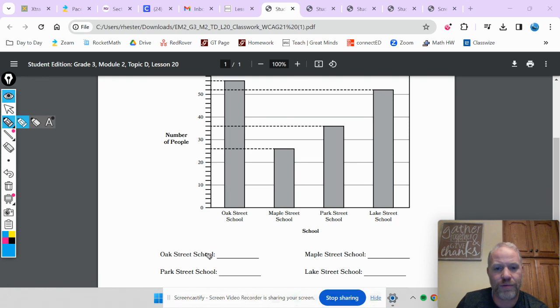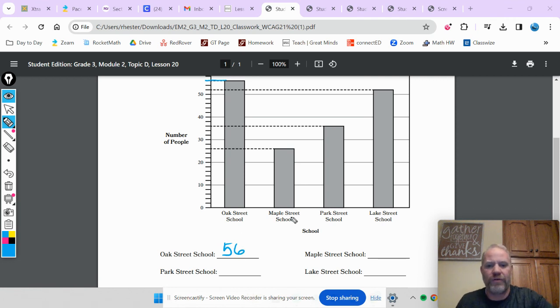So let's get started with looking at Oak Street School. Good thing they helped us out with this little dotted line here. So we're going to go right here for Oak Street School. We're starting with 50 because this one falls between 50 and 60. So we're going to start at 50, 52, 54, 56. So we're writing 56 for Oak Street School.